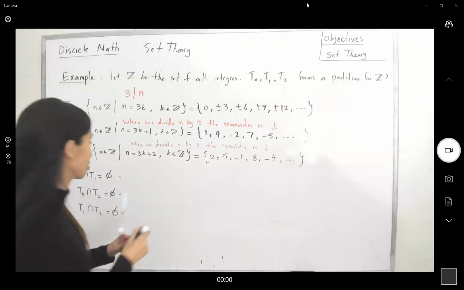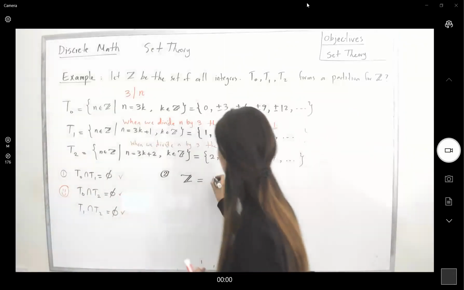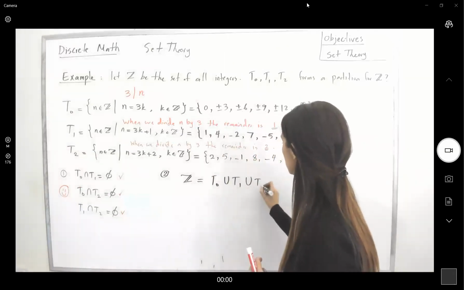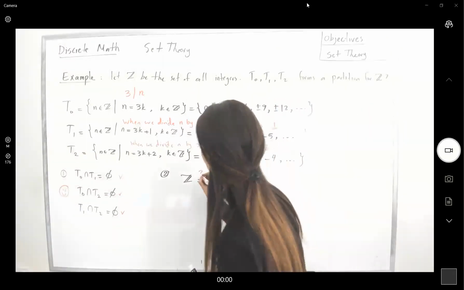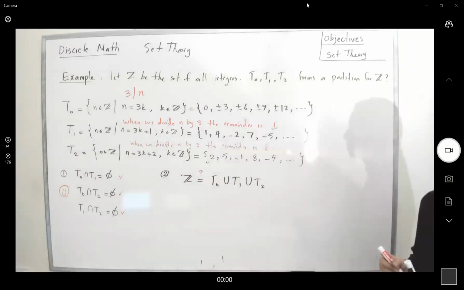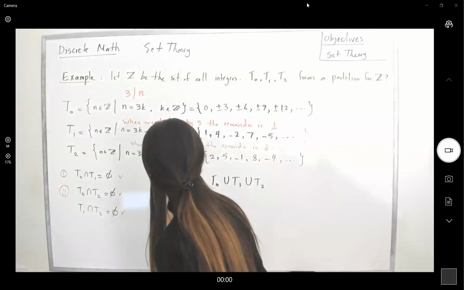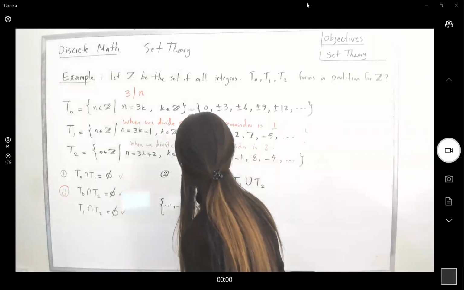What about the second condition? The second condition says Z is equal to T sub 0 union T sub 1 union T sub 2. Is this true? Okay, we know what Z is. 0, plus minus 1, plus minus 2, plus minus 3, from negative to positive.